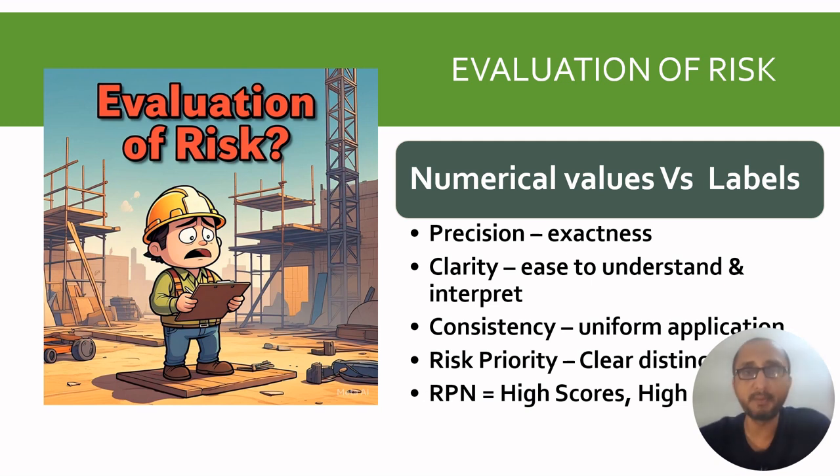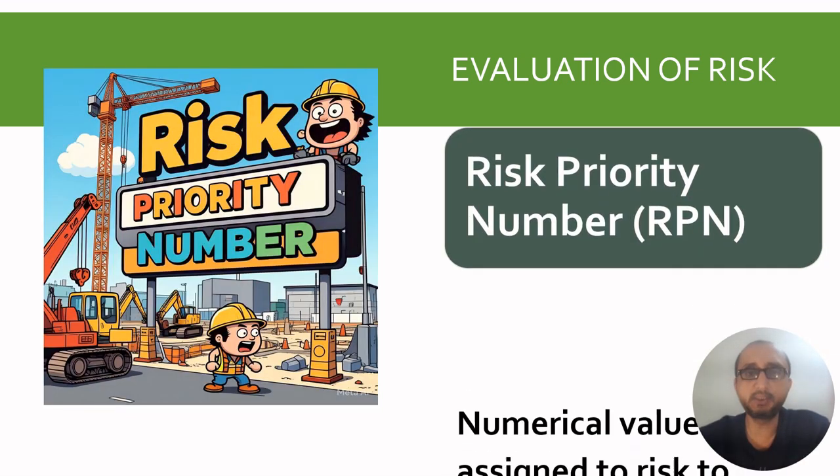Similarly, in the label system, we cannot consistently or uniformly apply the labels. But in the number system, we apply the numbers uniformly to each of the risks. It also becomes very easy to prioritize the risks using their rating or score level. There is a term called RPN, which is the risk priority number. It becomes convenient to allocate the risk priority number to each risk as per its level of risk in the number representation. So what is the risk priority number?